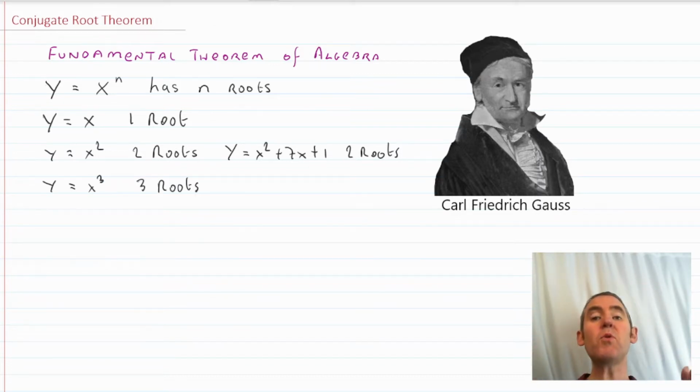So if you want to know how many roots an equation has, look at the highest power of x, and that will tell you how many roots it has. So if we just take a look here, the highest power here is 3, and that is 3 roots. So that is the fundamental theorem of algebra.